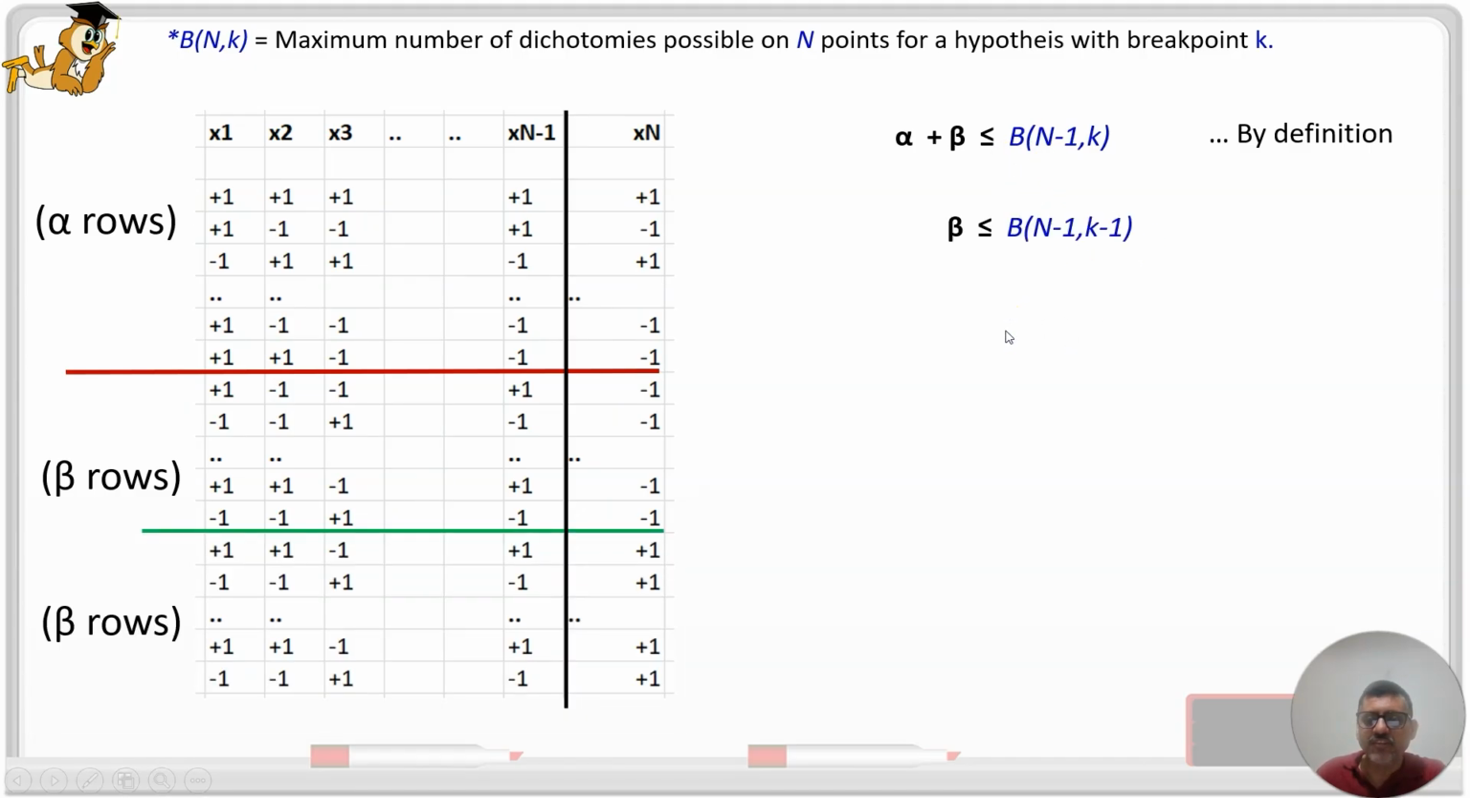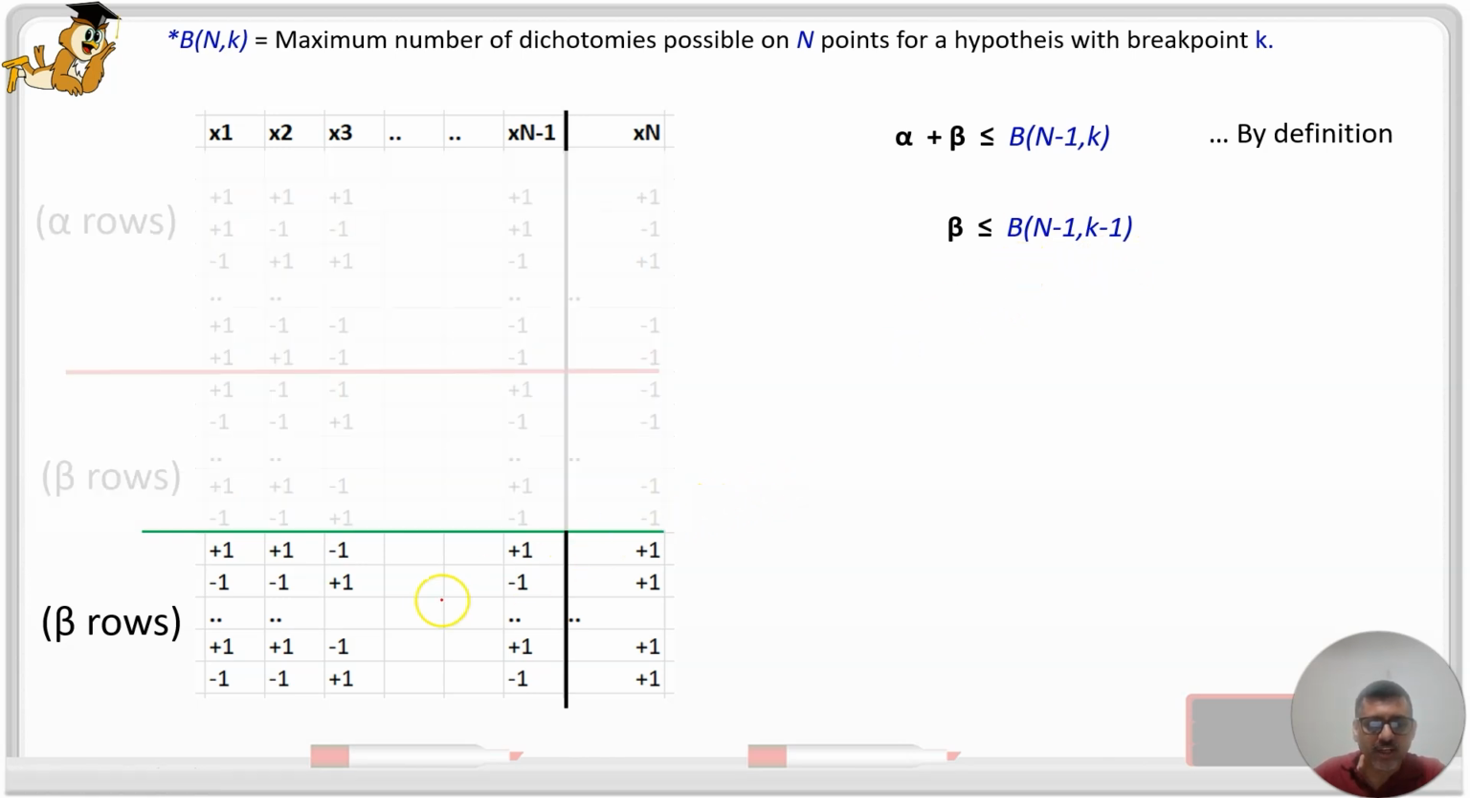The second claim we will make is that beta is less than or equal to B of n minus 1 comma k minus 1. Now this is important. So let me hide all the other rows. Let me just stick with beta rows. And here is the logic or reasoning why beta is less than or equal to B of n minus 1 comma k minus 1.